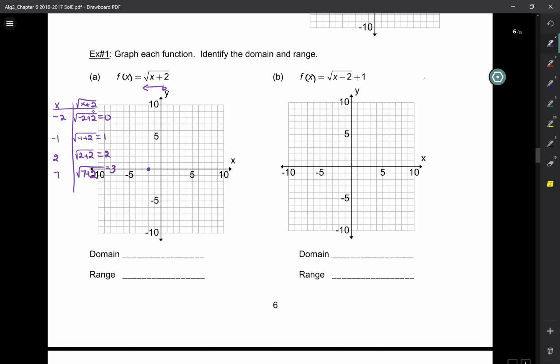Let's just plug these in. So at negative 1, I'm going to get 1. I'm sorry, not there. At 2, I'm going to get 2. And then at 7, 3.